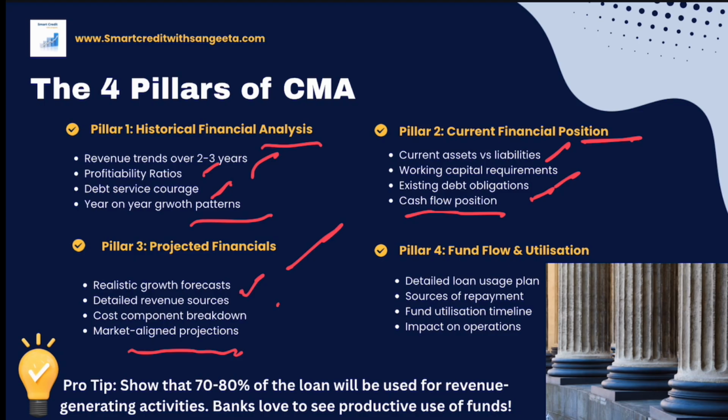Pillar number 4 is fund flow and utilization. How you will use the loan, that is the detailed loan usage plan. Sources of repayment: how will you repay the loan you are taking. Fund utilization timeline: in how much time will you use the fund you are taking. And impact on operations: how will the loan you are getting impact your operations. Pro tip from my side is that 70 to 80% of the loan should be used for revenue generating activities. Banks love to see productive use of funds.